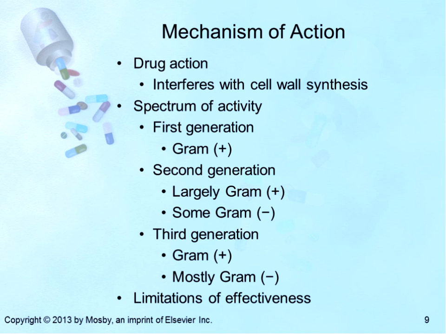Cephalosporins are bactericidal and usually are effective against rapidly growing organisms. They differ in terms of which enzymes they affect. Their spectrum of activity: the first generations are mostly active against gram-positive organisms. The second generations are largely gram-positive and are active against some gram-negatives. Third generations are active against gram-positive and mostly gram-negatives.